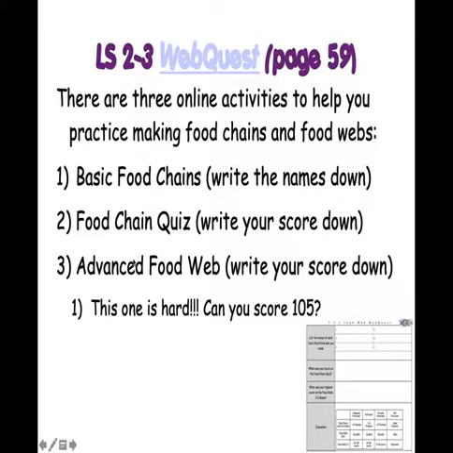And then this is a really advanced one called the Advanced Food Web. And this one's really hard. If you can score 105, I'll give you extra credit for this week. So just send me a selfie for that one.